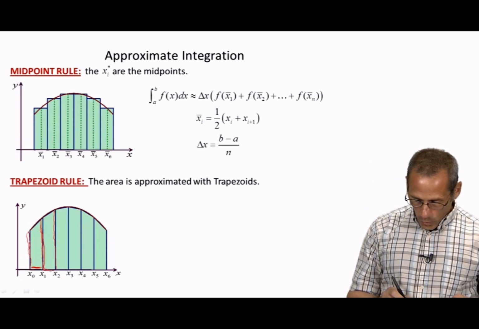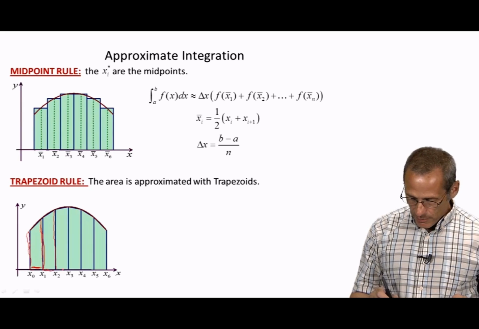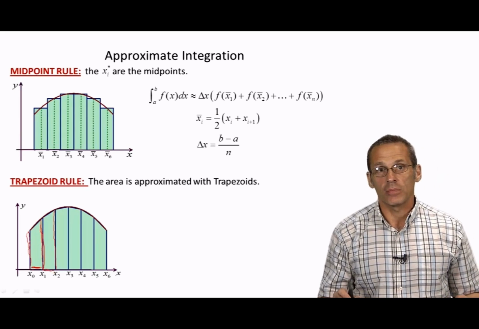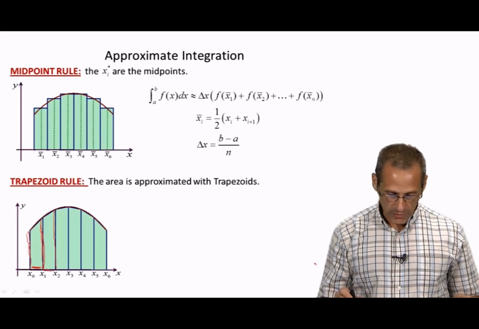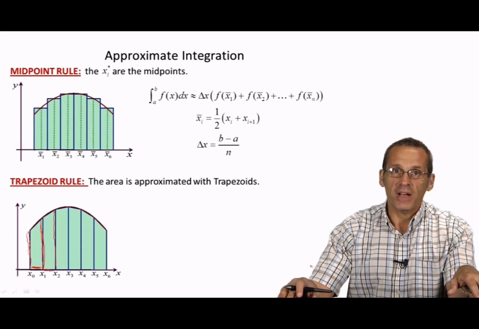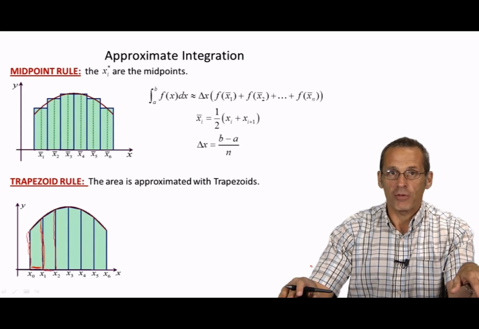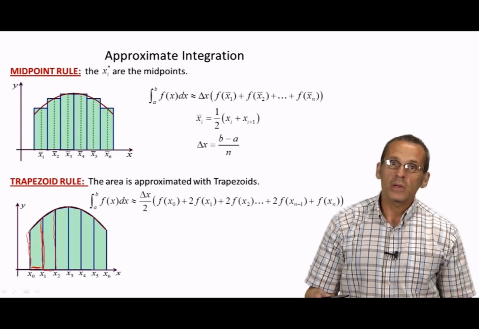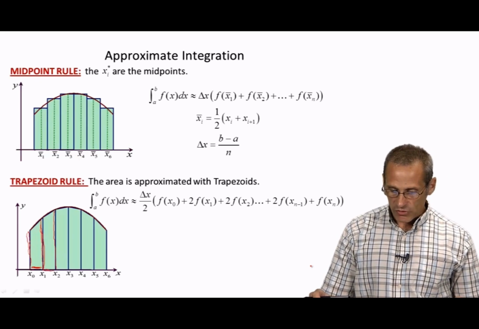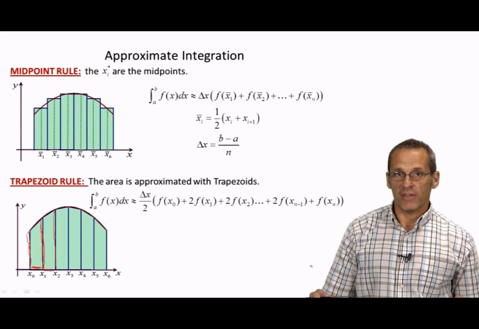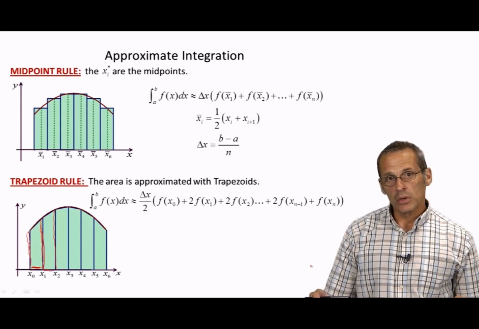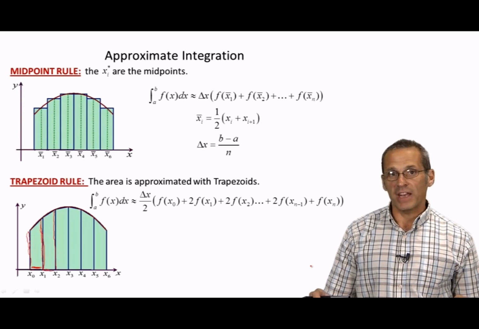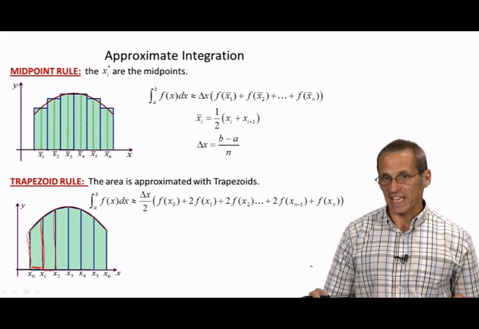So, with the exception of the first and last height, each of the subsequent heights are counted twice in this calculation, where each height from the x-axis up to the curve will be respectively the right side of the previous trapezoid and the left side of the subsequent trapezoid. The formula itself is delta x over 2 times f of x 0 plus twice f of x 1 plus twice f of x 2, and the pattern continues until you get to twice f of x n minus 1, and then finally plus f of x n.